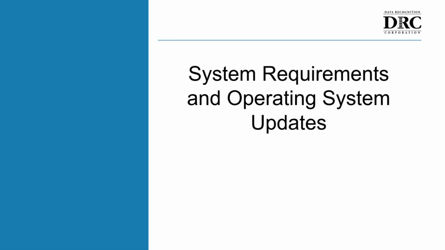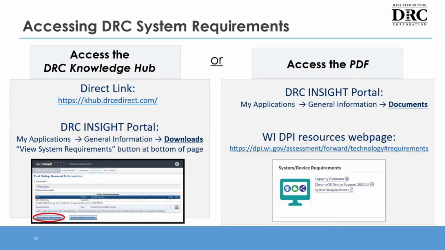Now we'll discuss system requirements and operating system version updates. To view the system requirements, you can either view the PDF document or refer to the DRC Knowledge Hub, and there are a couple different methods for getting to both of those options that we've already discussed, but the links are here on this slide.